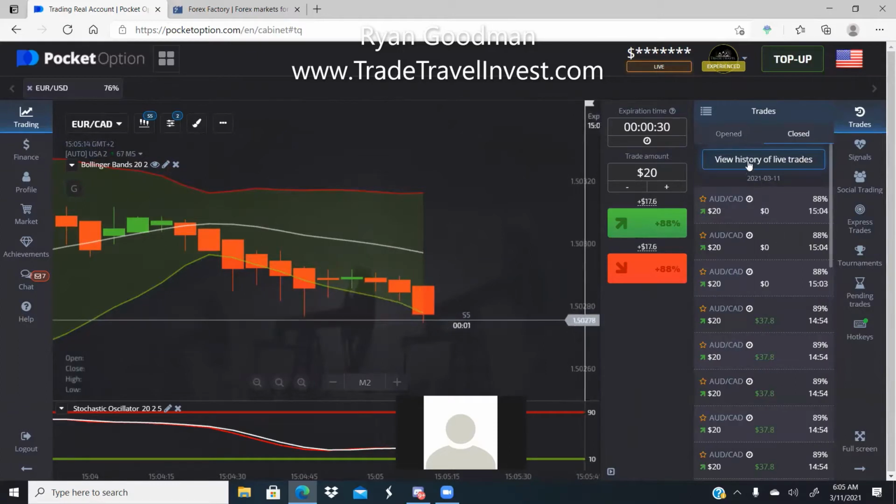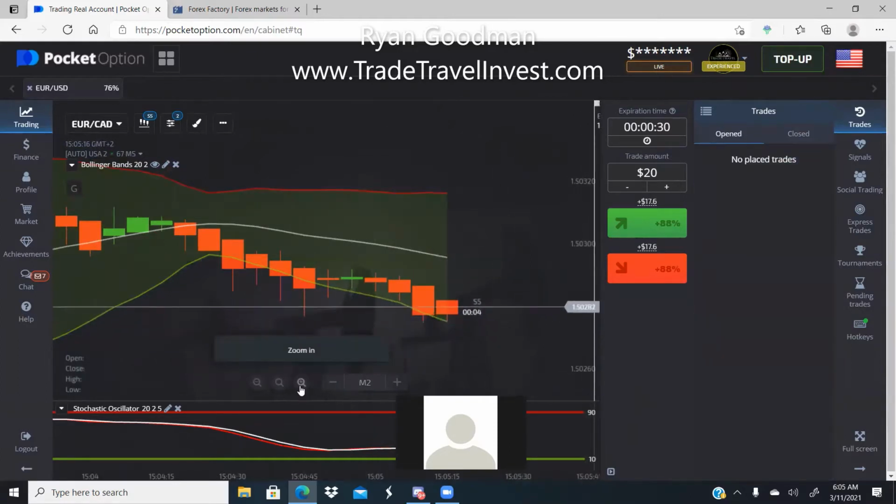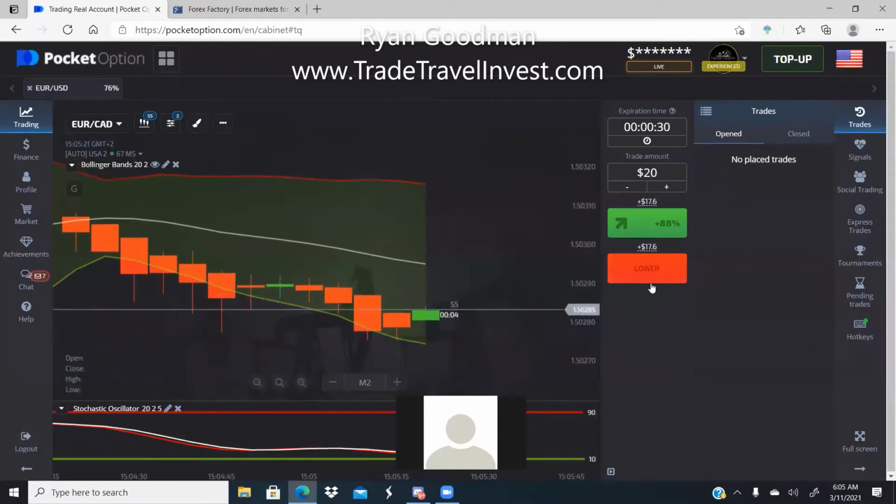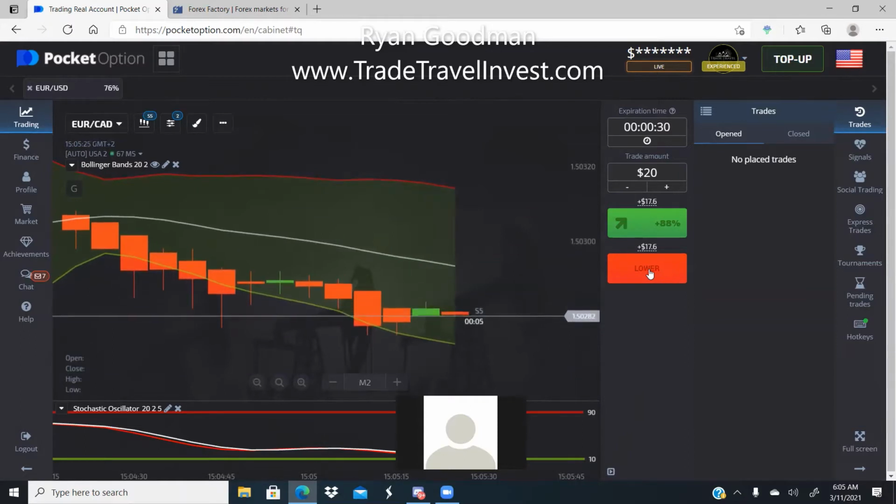Like I said, I lost 3 entries on the last one, so I'm going to be looking to take 4 entries on this next one. So I'm going to leave my trade amount exactly the same, and I'm just going to enter it 4 times. So get ready. It's starting to make that small pull up, and we'll probably be entering any second now.